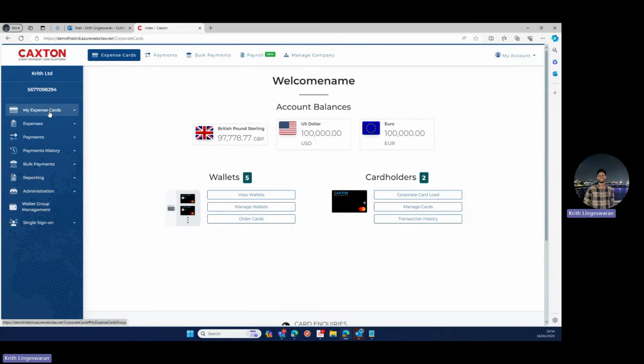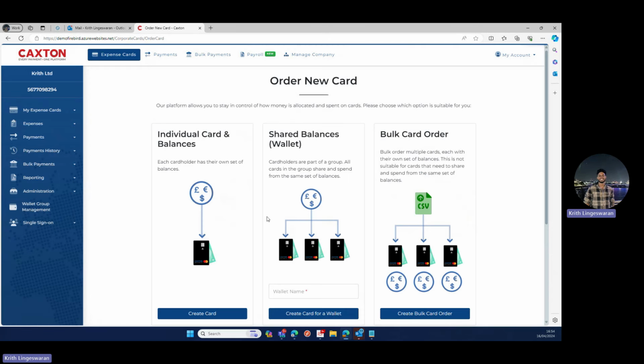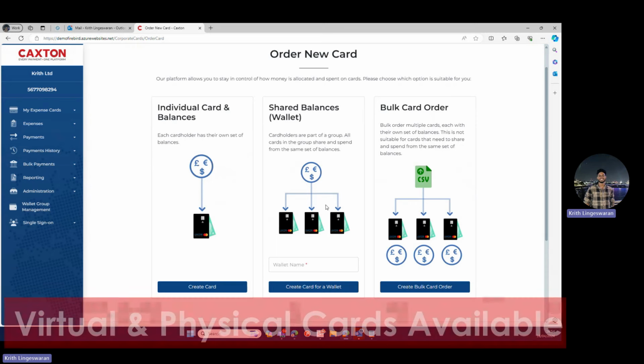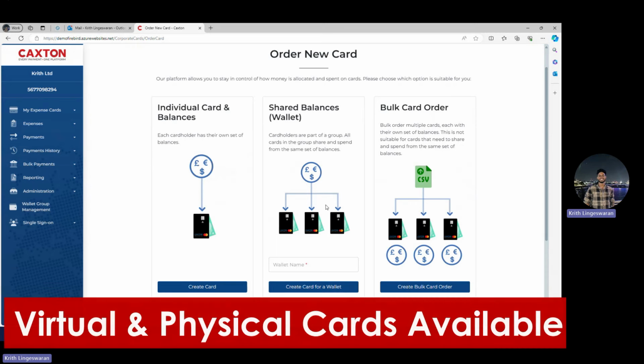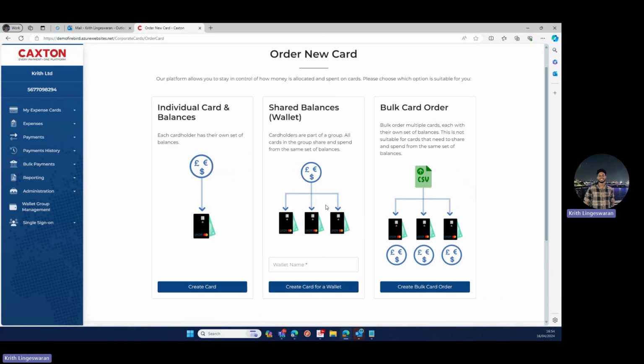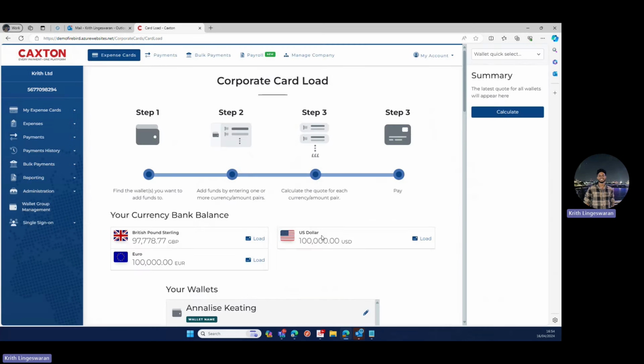Ordering cards with Caxton is super simple, and you have two options. You can go with the traditional card option or have a wallet in which cards share a balance. This is popular with the teams that travel together and have a shared budget. It is also worth mentioning that Caxton now have virtual cards which can be used for over-the-phone purchases and online purchases. With Caxton's multi-currency cards, you'll also be able to load the cards with 15 different currencies.